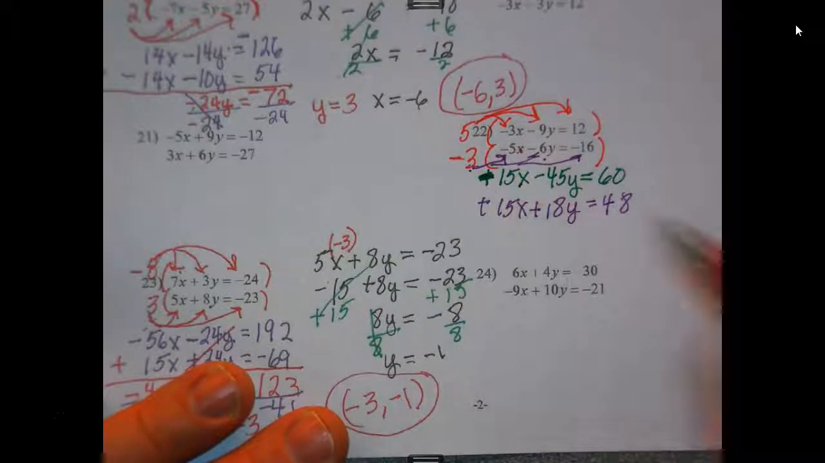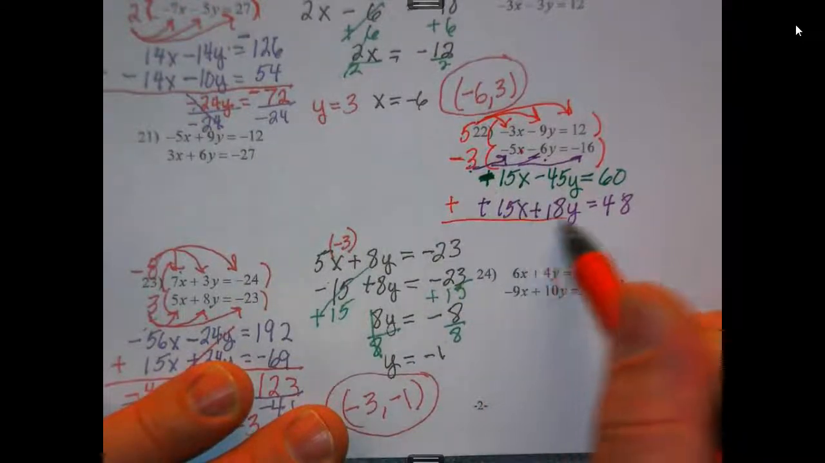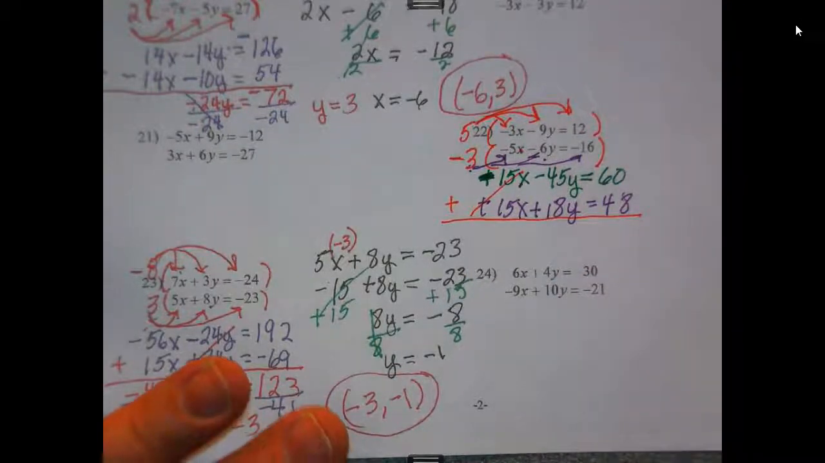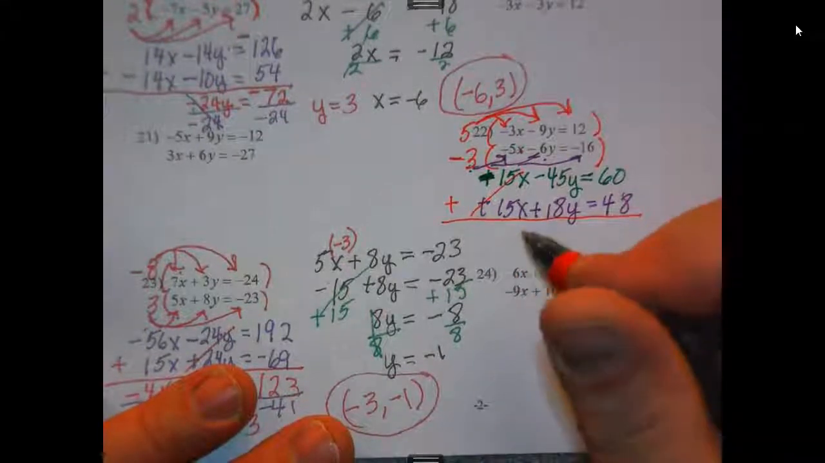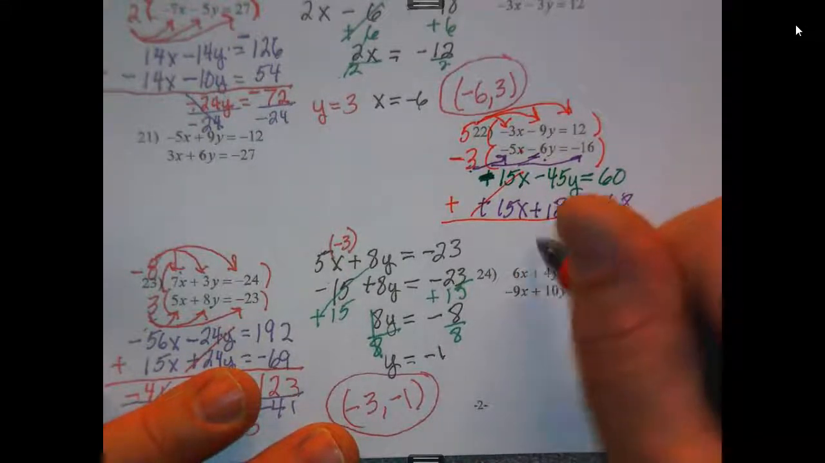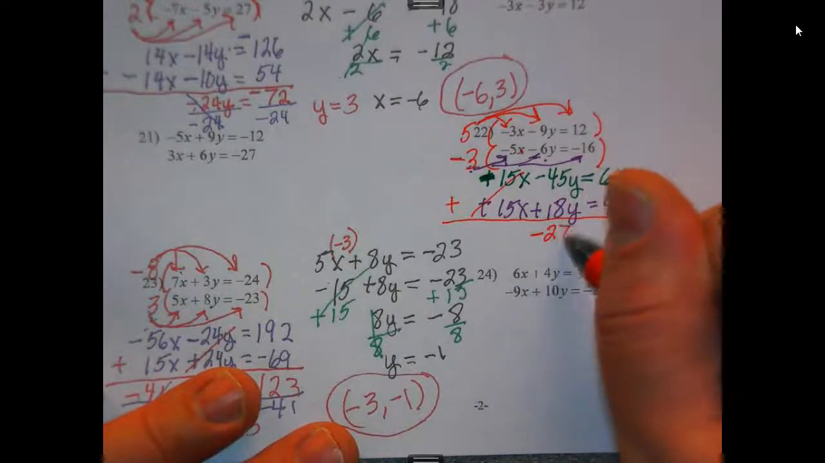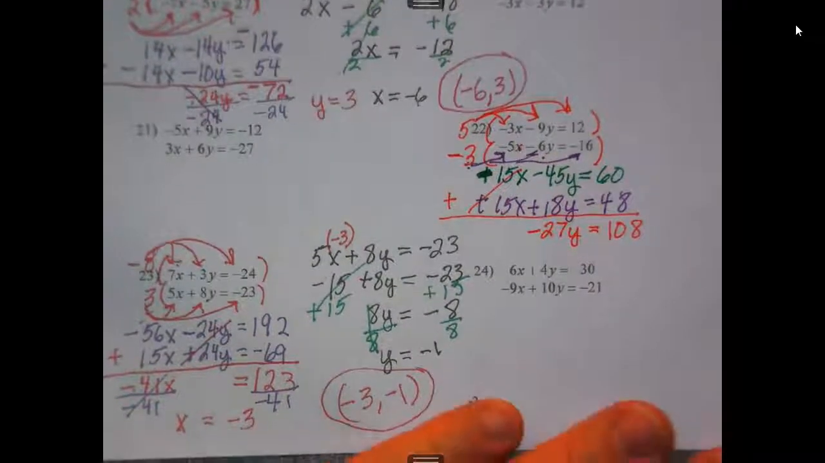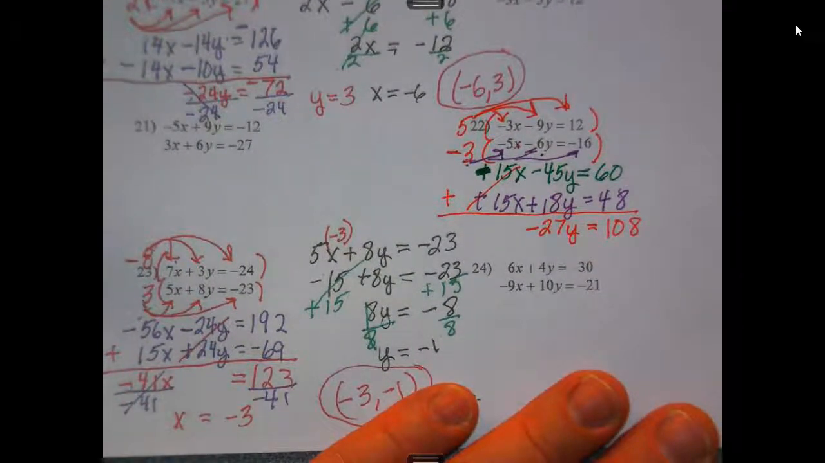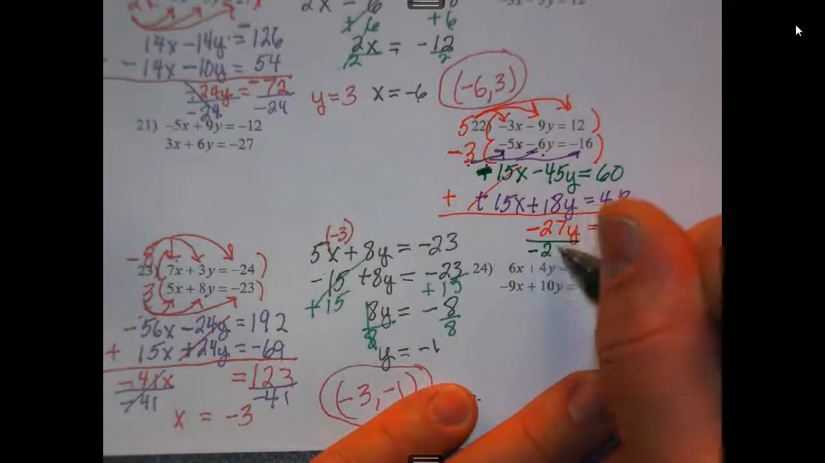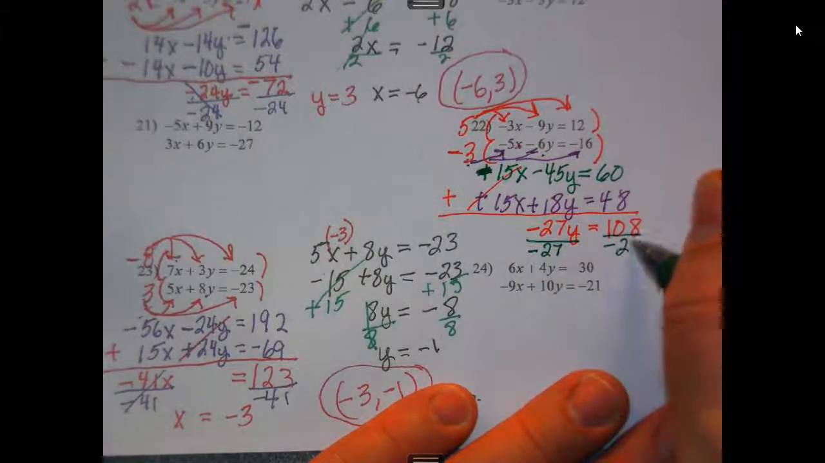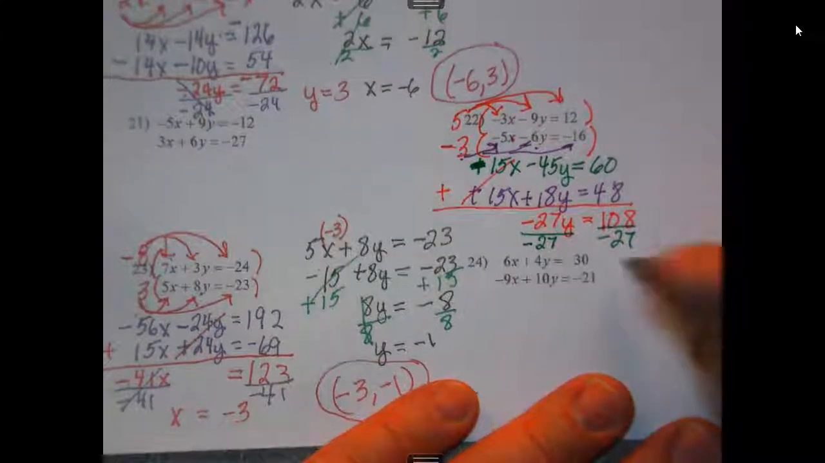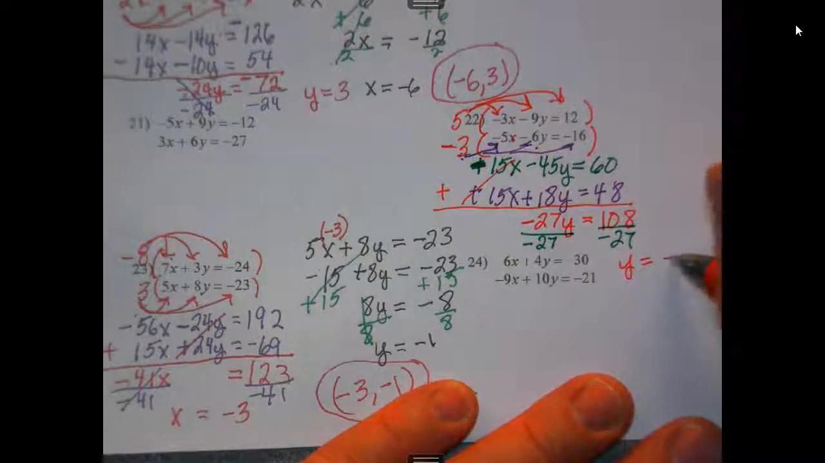Add the two together. My x's eliminate. Negative 45y plus 18y, negative 27y. 108. Divide both sides by negative 27, and I get y equals -4.